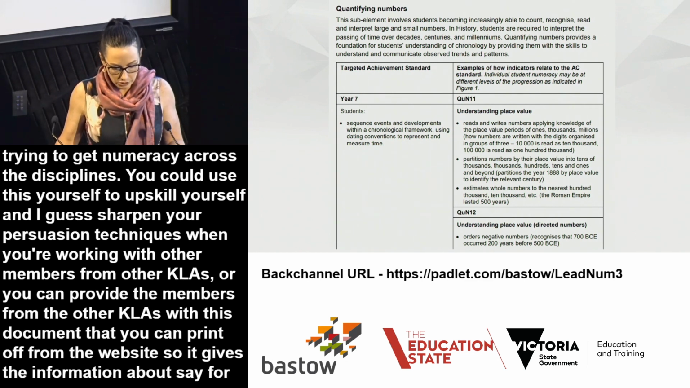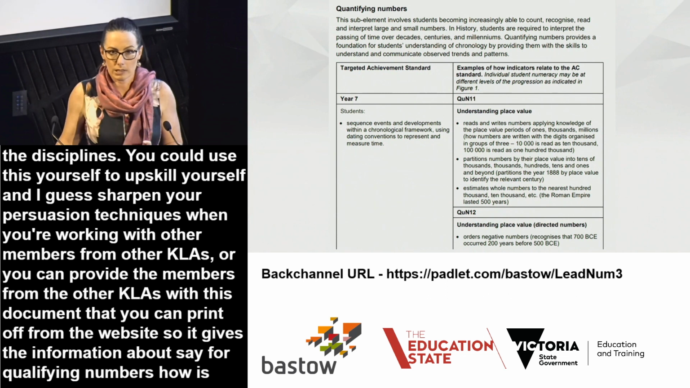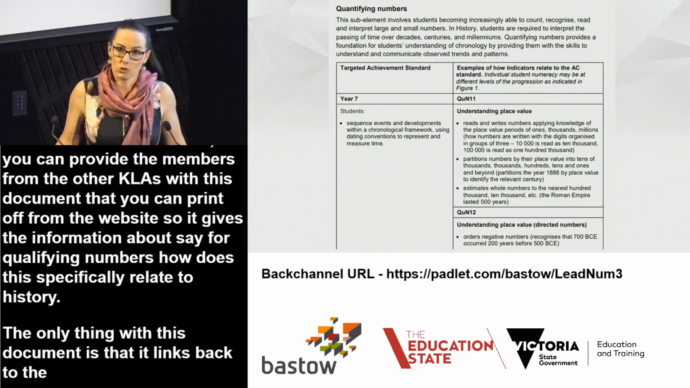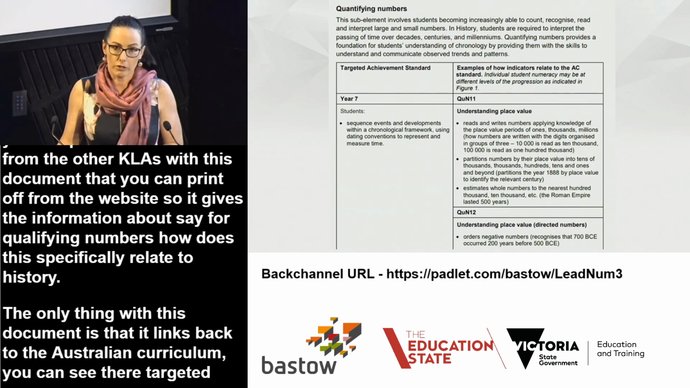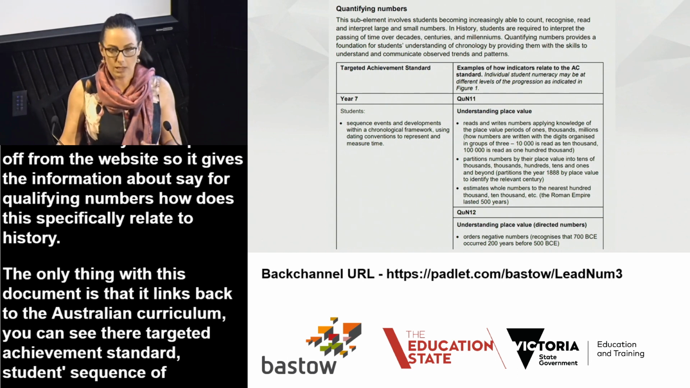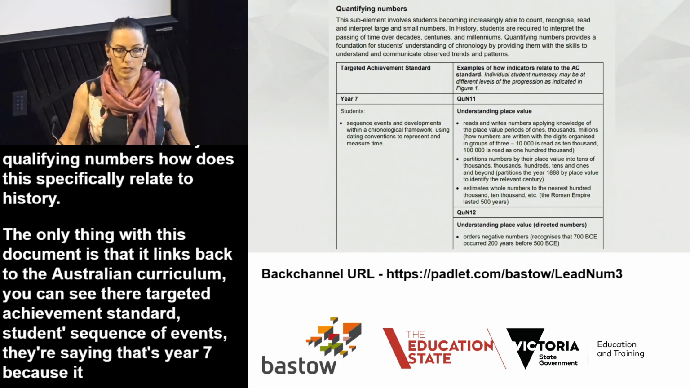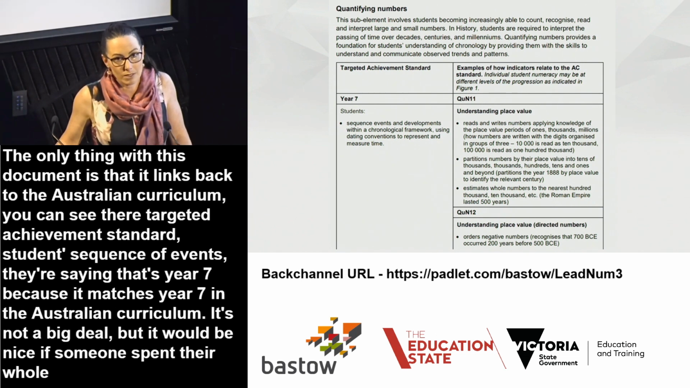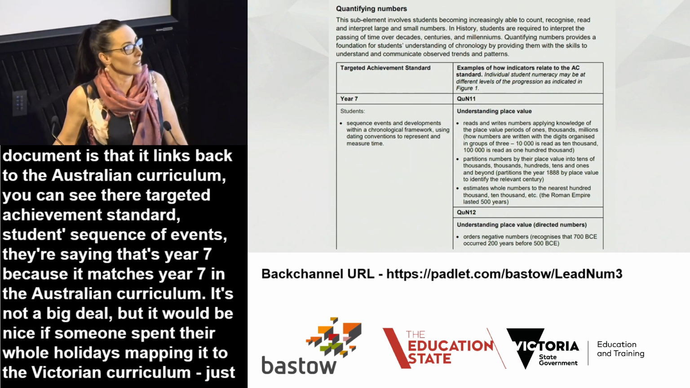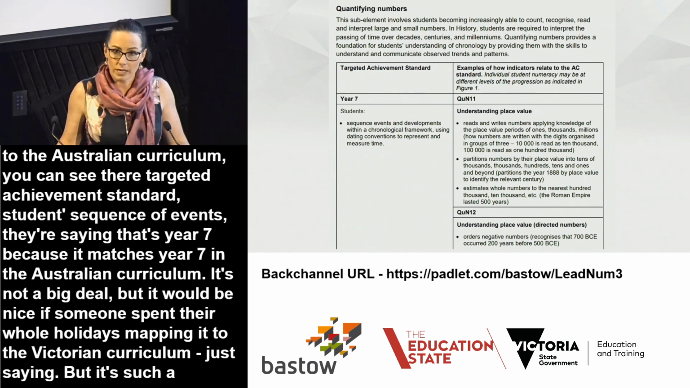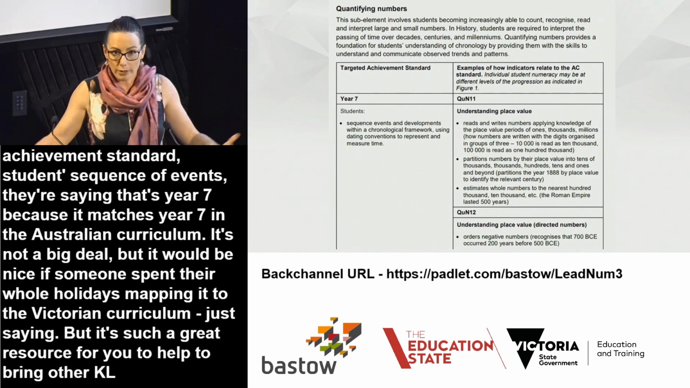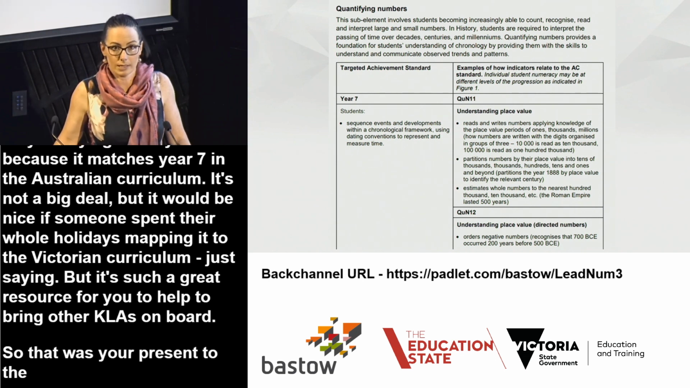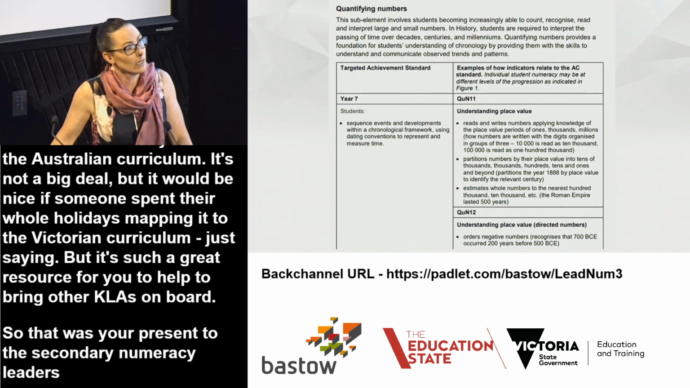So it gives information about, say, for quantifying numbers, how does this specifically relate to history? The only thing with this document is that it links back to the Australian curriculum. So you can see there, targeted achievement standard, students sequence events, and they're saying that's year 7 because it matches year 7 in the Australian curriculum. It's not a big deal, but it would be nice if someone spent their whole holidays mapping it to the Victorian curriculum, just saying. But it's just such a great resource for you to help to bring other KLAs on board. Okay, so that was your present to the secondary numeracy leaders.